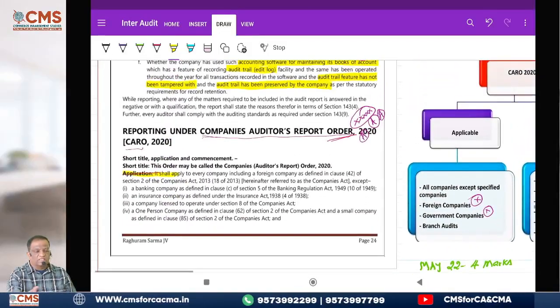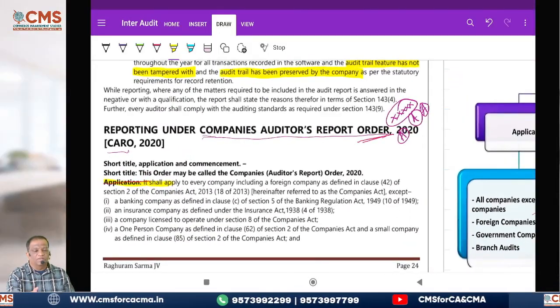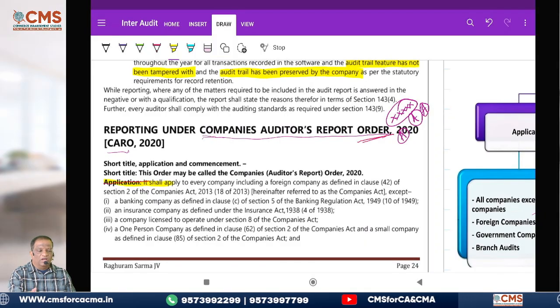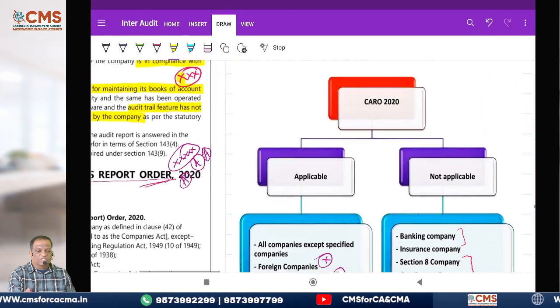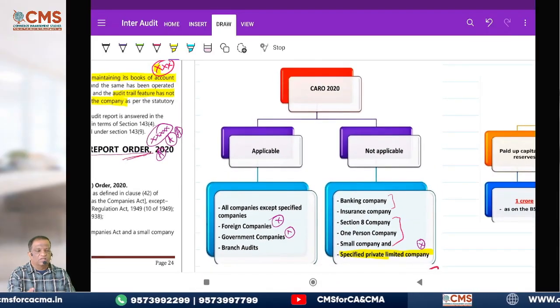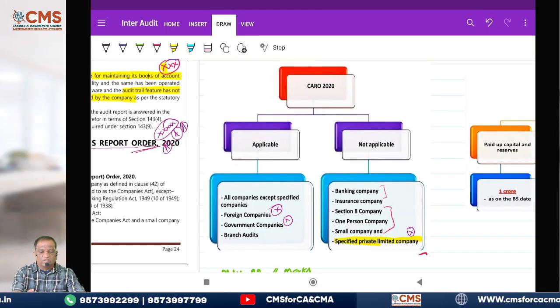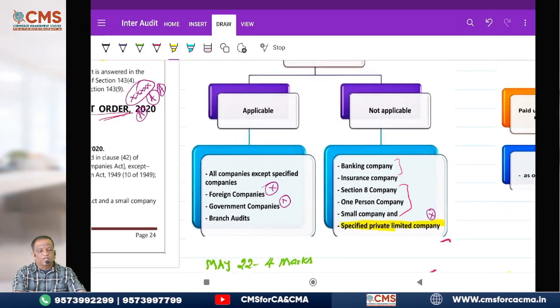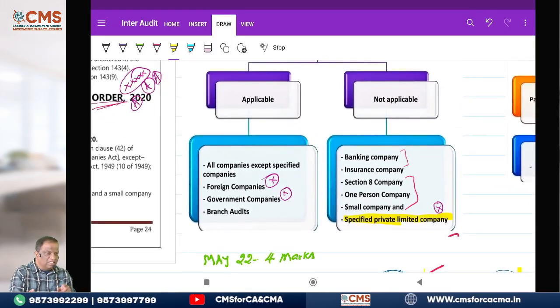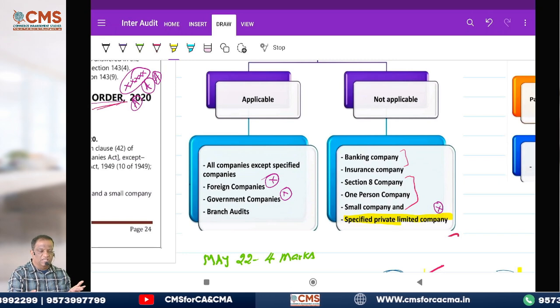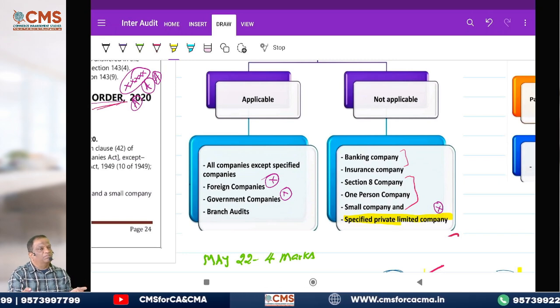So when we say this CARO, we are talking about Companies (Auditor's Report) Order, 2020. Now under this CARO, the first point, you have been asked questions on the applicability of CARO. So for whom it is applicable and for whom it is not applicable. Now CARO is applicable for all companies unless it is exempted. And it is also applicable for foreign companies and government companies and branch audits.